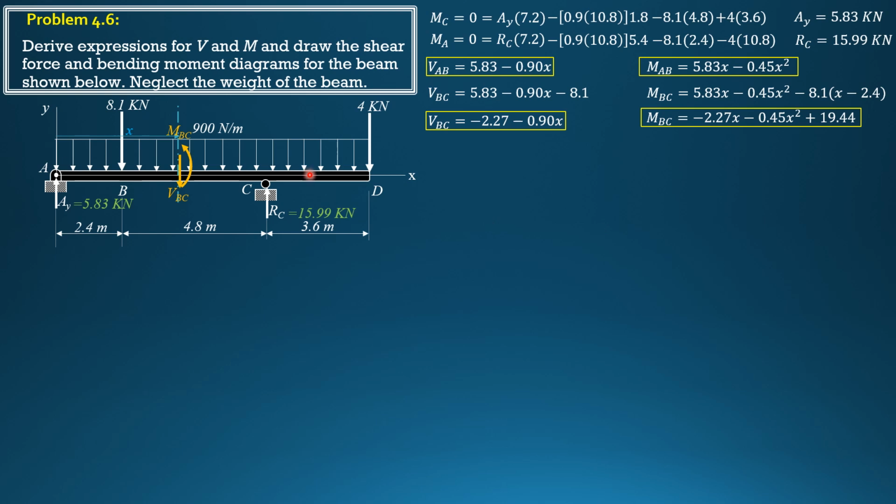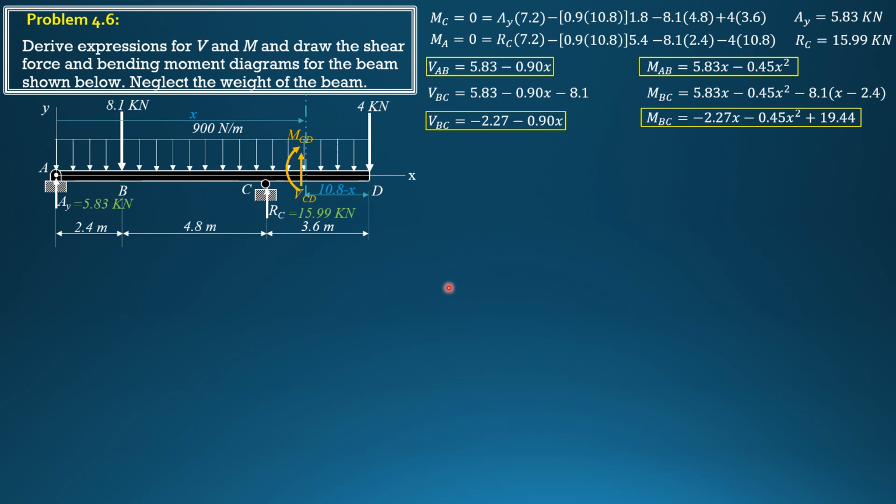For CD, it will be more convenient if we consider the right part. So let's consider the right part. Call that distance x. Therefore, this distance is 10.8 minus x. And let's consider the right portion. So this time the positive shear is upward and the positive moment is clockwise.